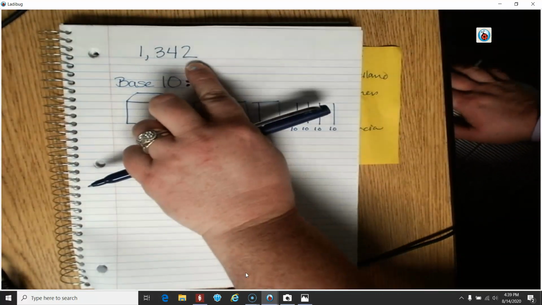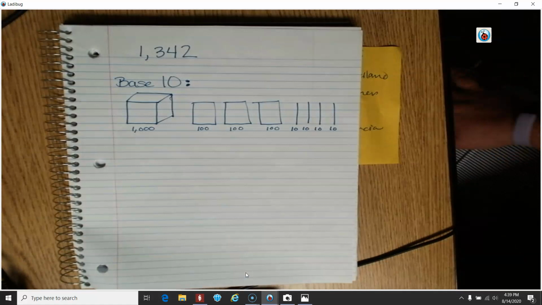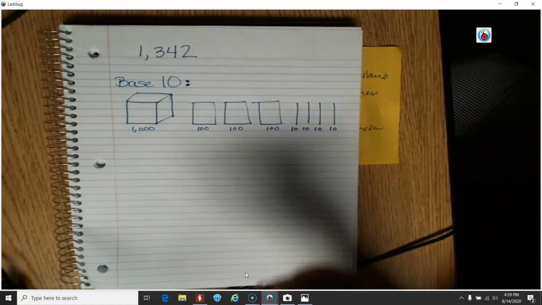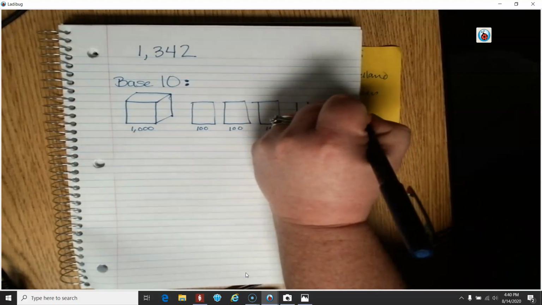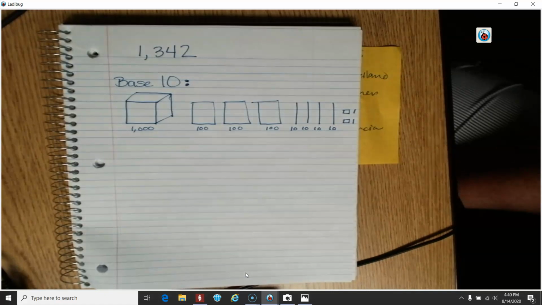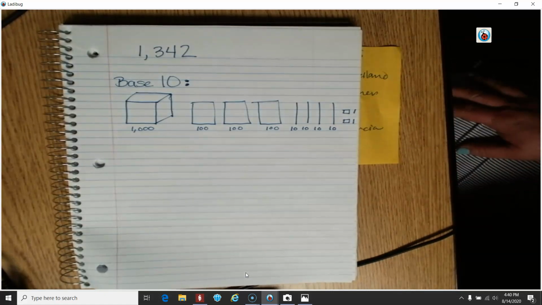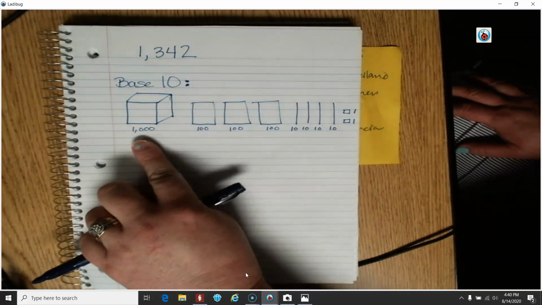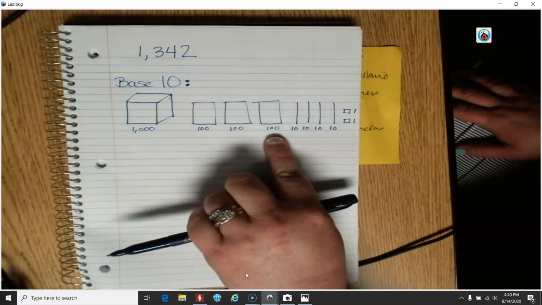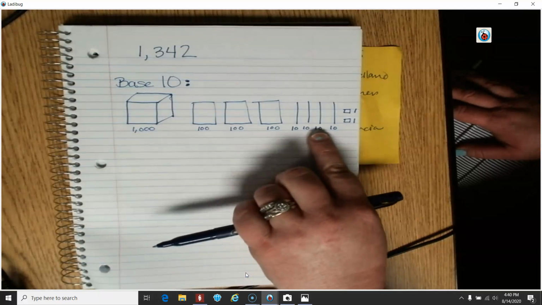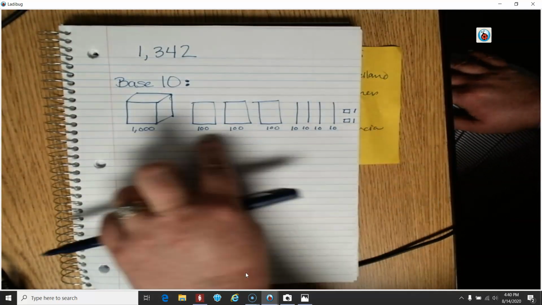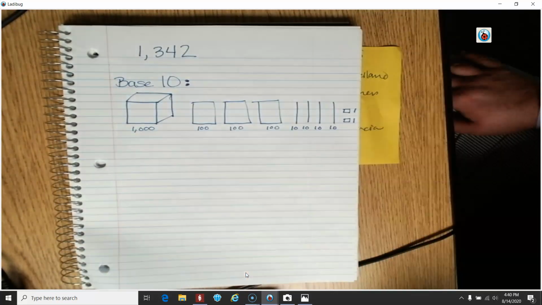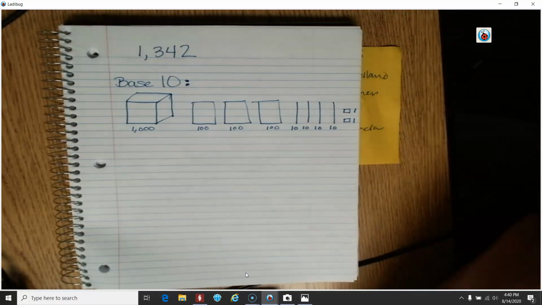And then I have these 2 little ones. Now I usually just kind of draw a dot. You could draw a little square, but it's a small unit, so I'll do little squares today. Okay, so that's 1 and that's 1. So if I were to add all of these up, I have 1,000, 1, 2, 3 hundreds, 1, 2, 3, 4 tens, and 2 ones. So this base 10 drawing is the same as this number in standard form.